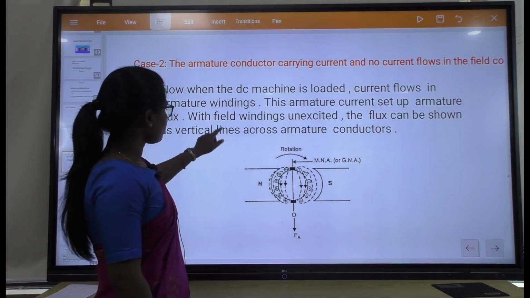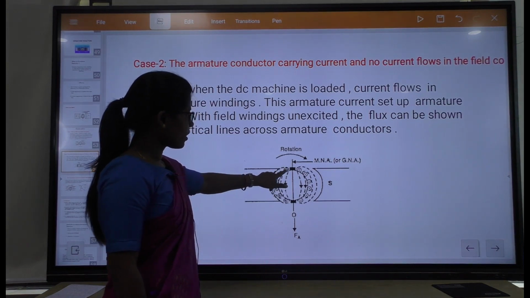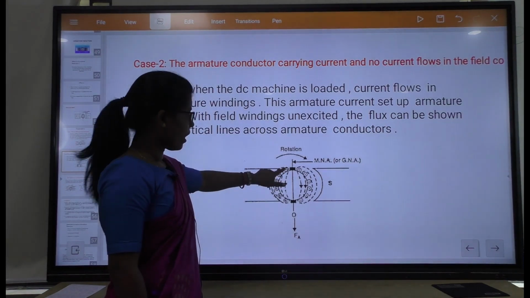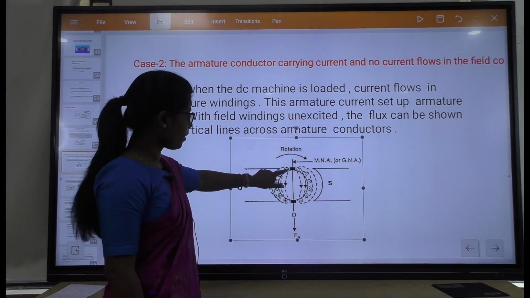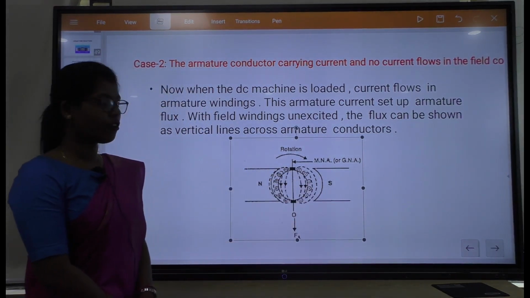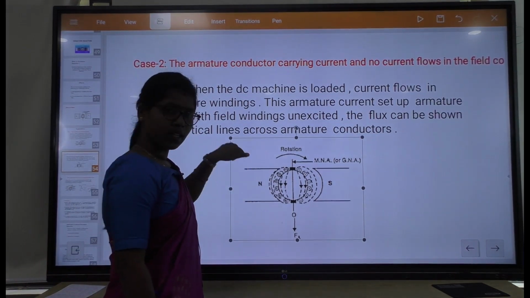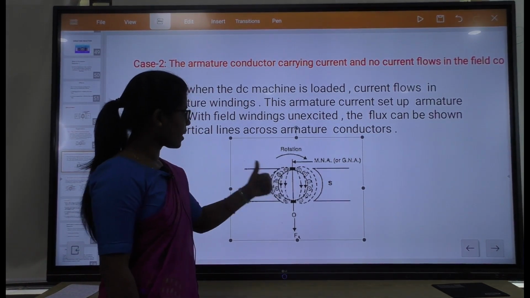So these are the armature conductors carrying current. Cross indicates the current is inward to the paper, and the dot indicates the current flowing out of the conductor.